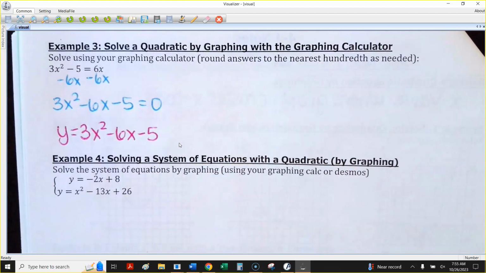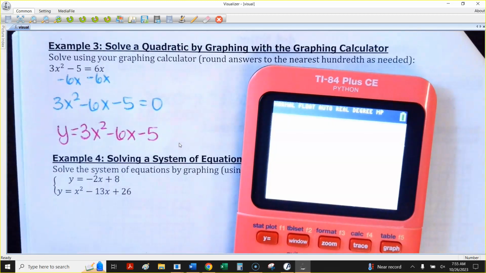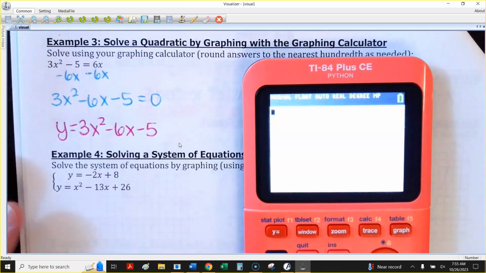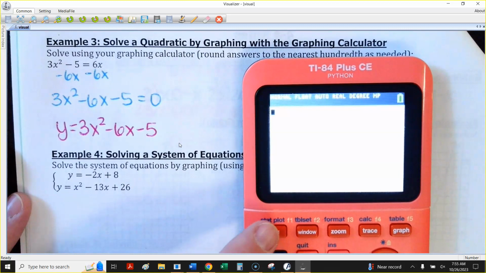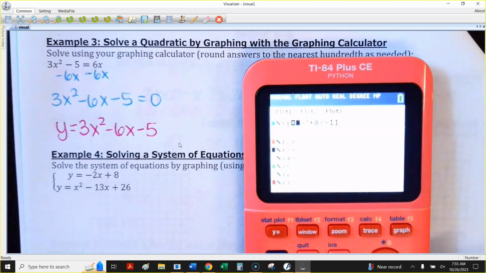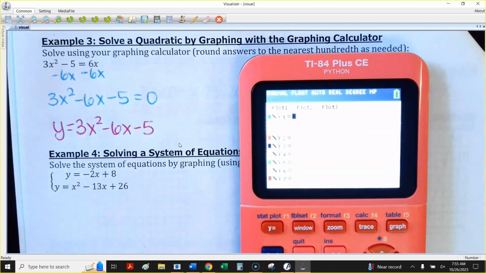Okay, so I'm going to grab my calculator real quick. And you guys, to type this equation in, we're just going to go to the very top left corner, just the y equals right there, top left. And you might have something in here. I have something in mine. And I'm just going to clear that out real quick. And I'm going to type 3.